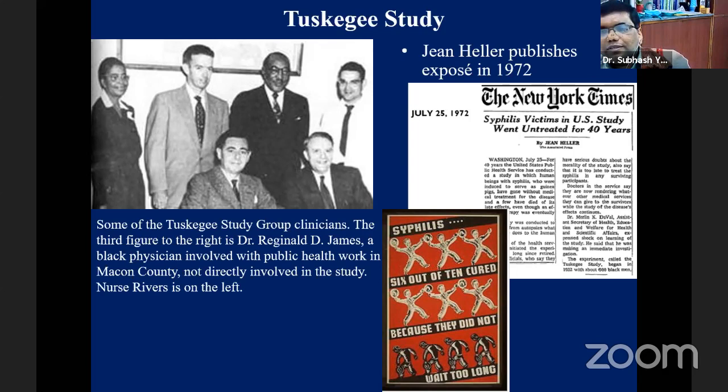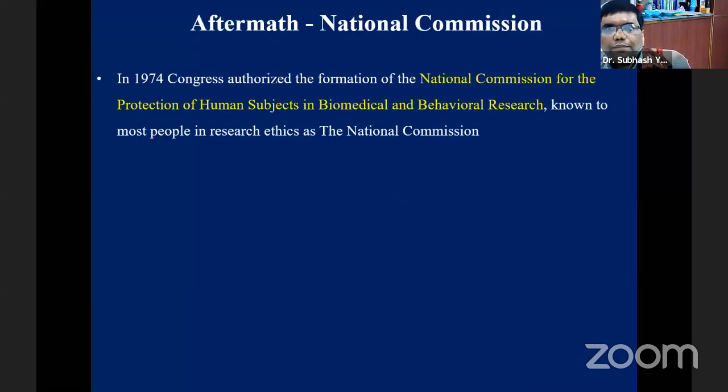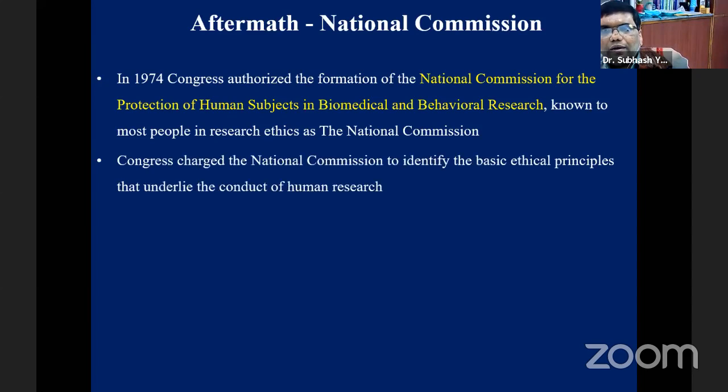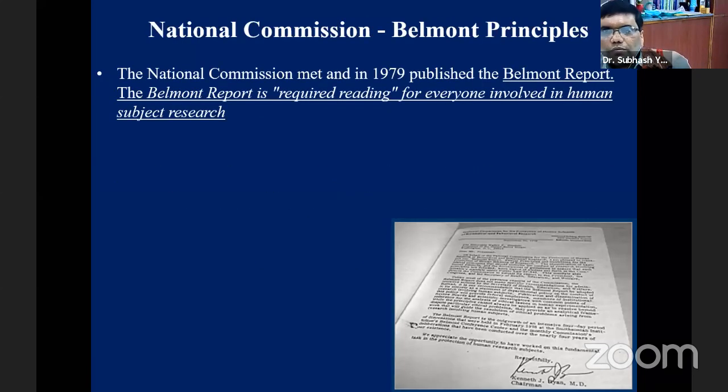But after this report, what happened? The US formed the National Commission for the Protection of Human Subjects in Biomedical and Behavioral Research. It was one of the pioneering works to protect human subjects, and it was more famously known as the Belmont Report.